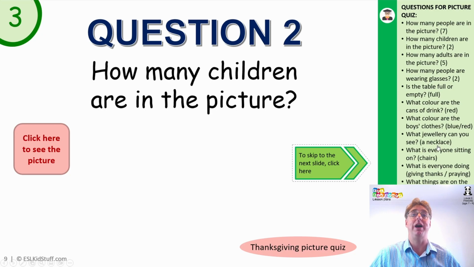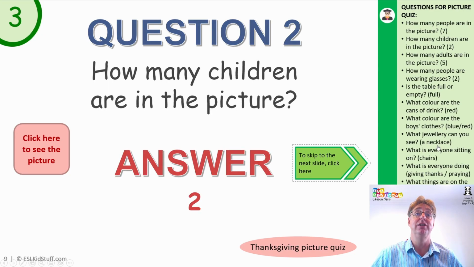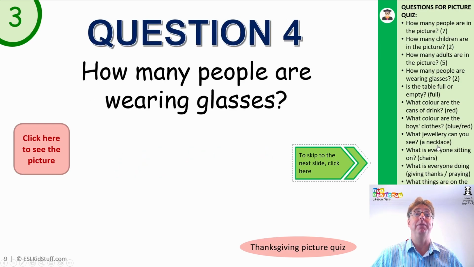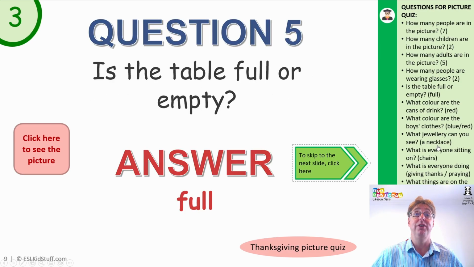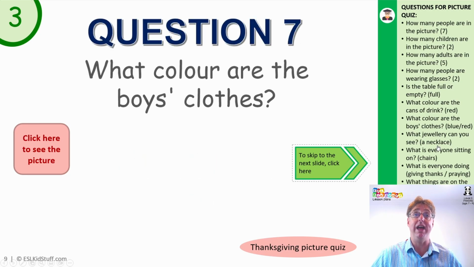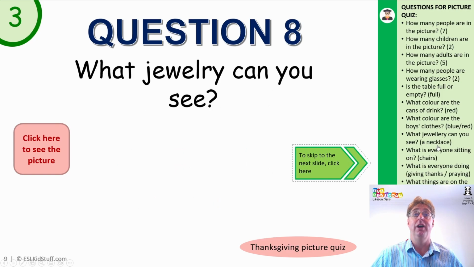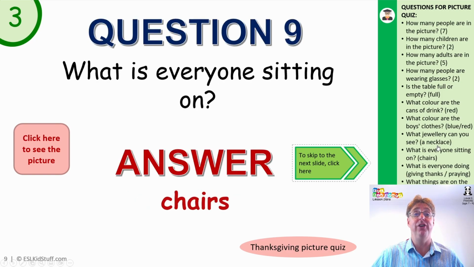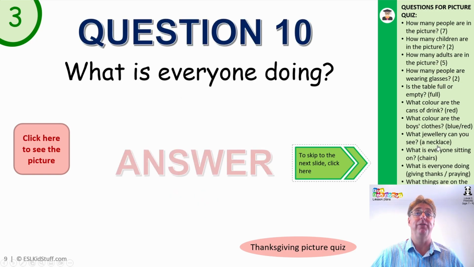Some more questions. How many children are in the picture? 2. How many adults are in the picture? 5. How many people are wearing glasses? 2. Is the table full or empty? Full. The colours of the cans of drinks? Red. The colour of the boys' clothes? Jewellery, necklace. What are people sitting on? The chairs.